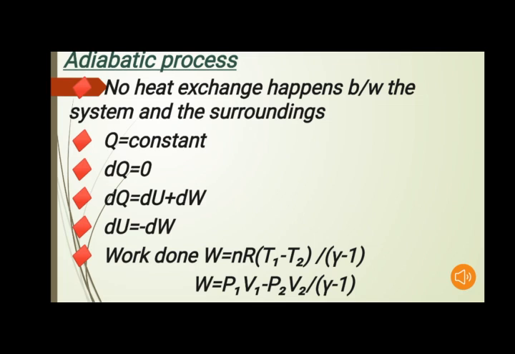So, next, work done. W is equal to nR into T1 minus T2, all divided by gamma minus 1, and one more equation is there. W is equal to P1 V1 minus P2 V2, all divided by gamma minus 1. Here gamma is called the adiabatic constant.